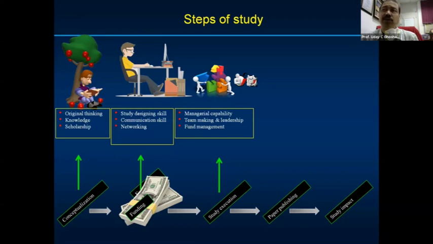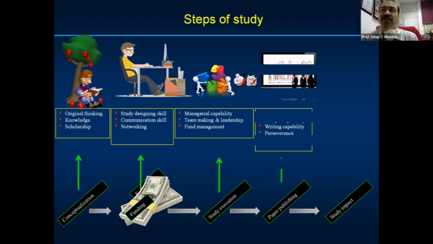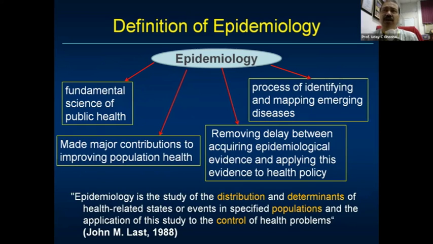When we talk about execution, we require managerial capability. We require ability to make a team and give leadership to the team. We require ability to manage the fund. Now, data analysis and paper writing will be done subsequently. When you have to design a study, it will depend upon what type of study you are planning to undertake. For example, let us say we are undertaking an epidemiological study.